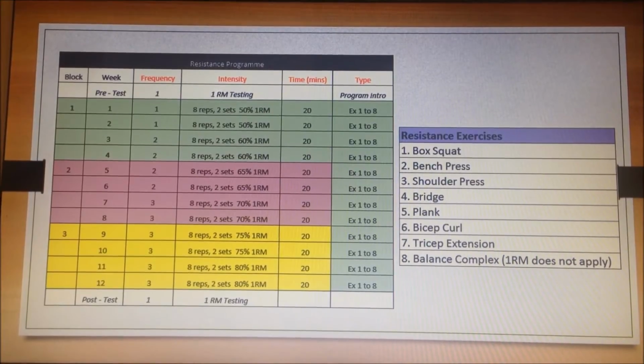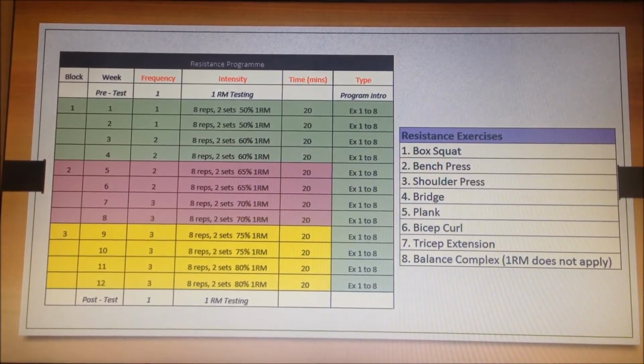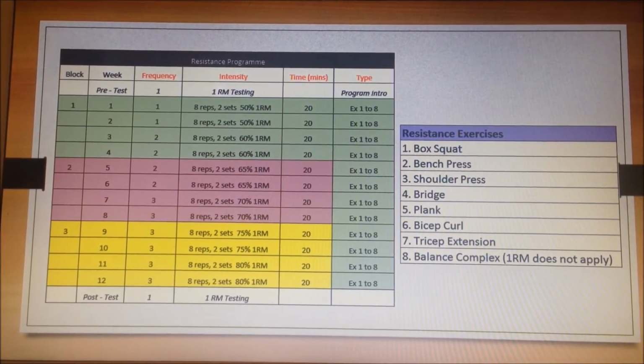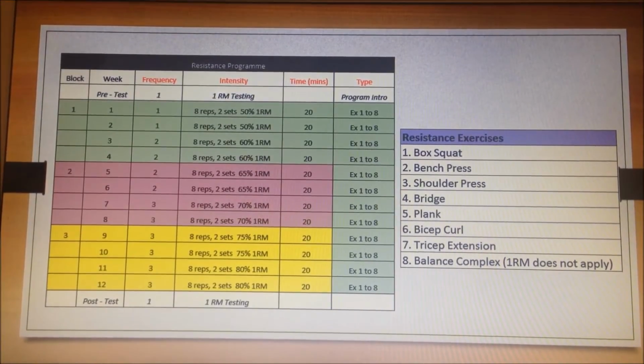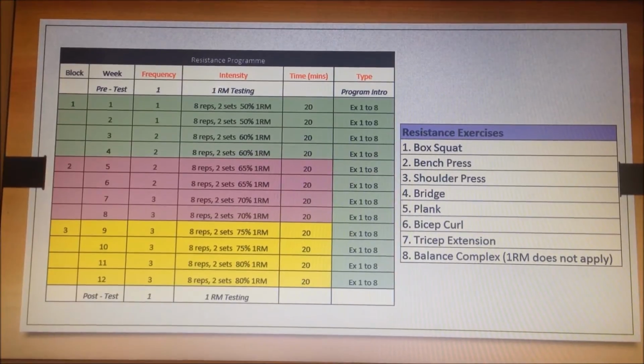We've got the box squat. This is to improve leg strength. We've got the bench press to improve upper body strength, specifically in the pecs. We've got shoulder press. This again is just improving upper body strength. We've got the bridge to improve glute strength. This is considered one of the core muscles.